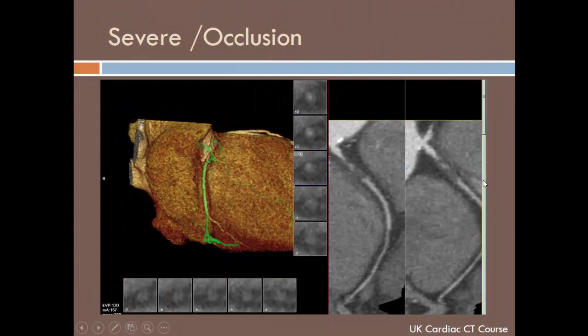And this last example, there's no calcium here. This is just a non-calcified plaque, and there is complete loss of lumen, complete loss of contrast in the plaque. So this is likely to be occlusive disease.